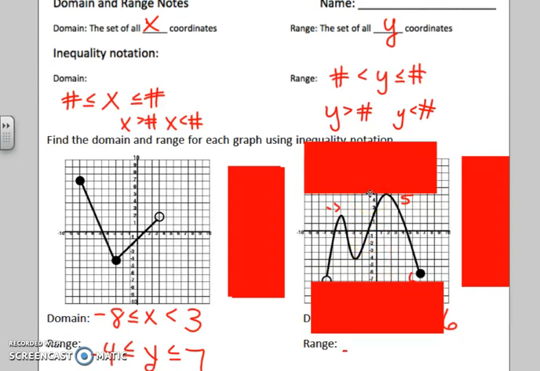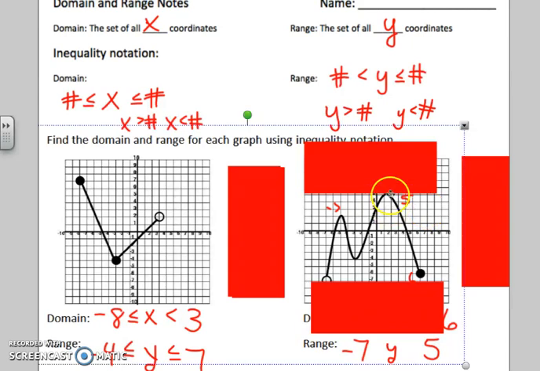So for range, -7 is your smallest number, that +5 is your larger number. Since you're dealing with range, it's a y, and then they're going to be less than signs. But now we need to see if they're open or closed. So since there was an actual line that went through that, that means there's a point there, which means it is less than or equal to it, because there is a point there. Down here, this circle is open, so it's going to just be a less than sign.